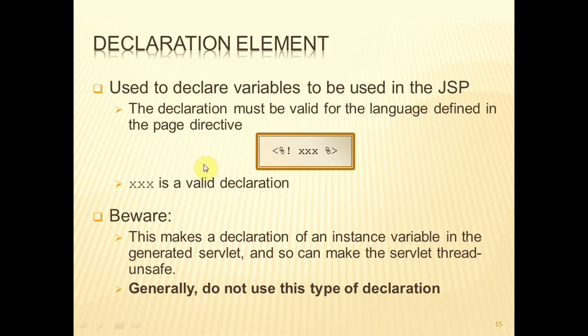Now let's think about this declaration element. We have to be really careful with this. And the reason is because when we do a declaration, we can tell it's a declaration because of the exclamation mark here. What happens is that that declaration becomes an instance variable of the servlet. Now in the last lecture we were talking about thread safety. And if we declare object variables in our servlets, we could, if we're not very careful, violate thread safety of the servlet. And because this JavaServer page is going to end up as a servlet, then we have to be very careful about thread safety for that as well.